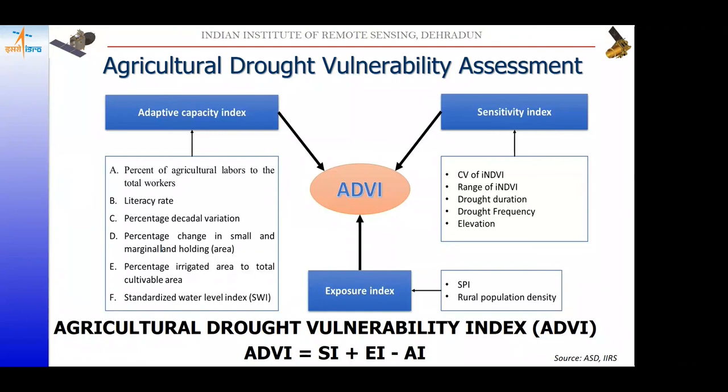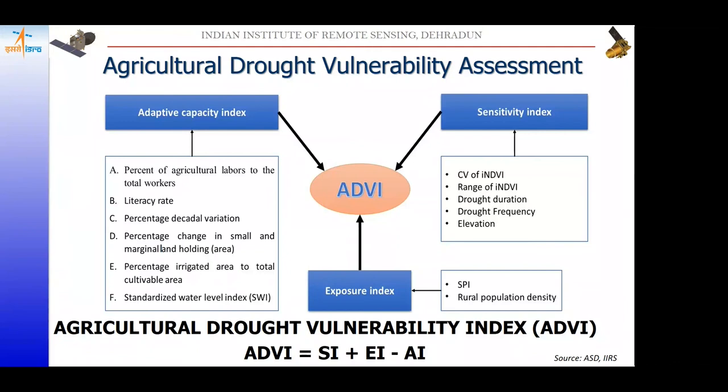Then in case of exposure index, we integrated the standardized precipitation index and rural population density and defined the exposure index. In case of adaptive capacity index, we ultimately use the socio-economic data sets at the block level of the Marathwada region, because we did this study for the Marathwada region, so we collected the data sets at the block level. Around 78 blocks are there in the Marathwada region.